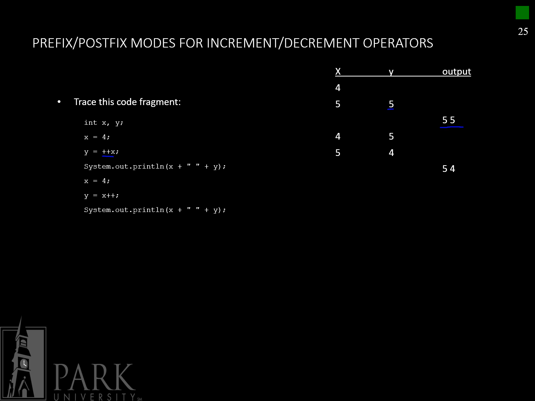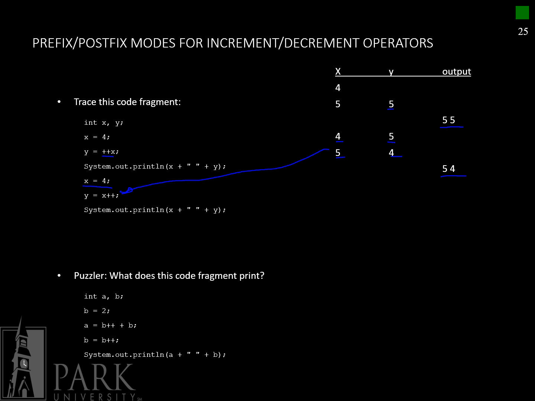Okay, pretty straightforward. We set x equal to 4 again, right? And y is still 5 from our previous operation, but then we do our incrementer. So we're going to evaluate x, which is 4, and then increment it. But before we increment it, we're going to assign it to y. So the result is going to be x is 5 and y is 4. And you can see that lines up with this line of code right there. So our output is 54.